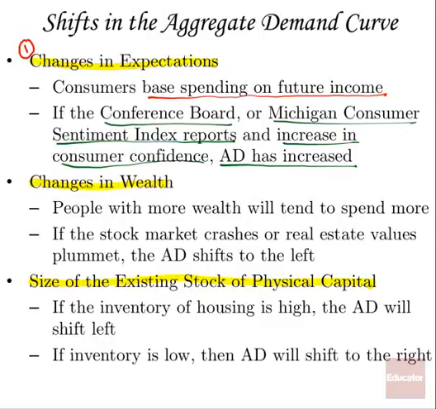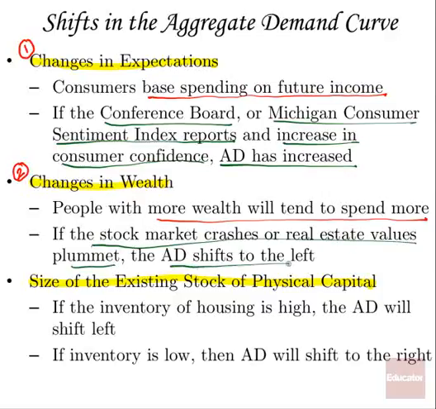A second reason there might be a shift in the aggregate demand curve would be changes in wealth. People with more wealth will tend to spend more. So if people not only expect more money, but let's say you get an inheritance of $500,000, well, guess what? You're going to spend some of that money, and the aggregate demand as a whole is going to shift to the right here. Conversely, if the stock market crashes or real estate values plummet, the AD shifts to the left.